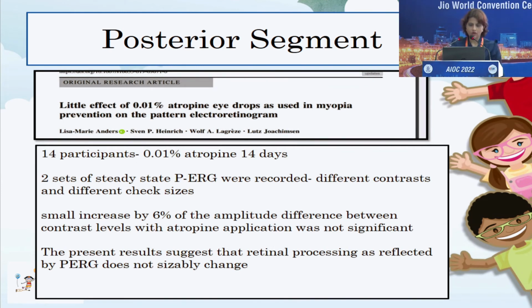However, there's a study that is contrasting to that and probably more recent, where 14 participants were studied, wherein 0.01% atropine was administered daily for 14 days. 2 sets of steady state pattern ERG were recorded. One was at different contrast and one was at different check sizes. This study reported a small increase of 6% in the amplitude difference between the contrast levels with atropine application, but it was not significant. And this particular paper suggested that the retinal processing as reflected by pattern ERG does not sizably change. The implication of this is probably just to be wary of giving atropine drops in patients who have some night blindness or some other retinal dystrophy, because it may variably affect the ERG.